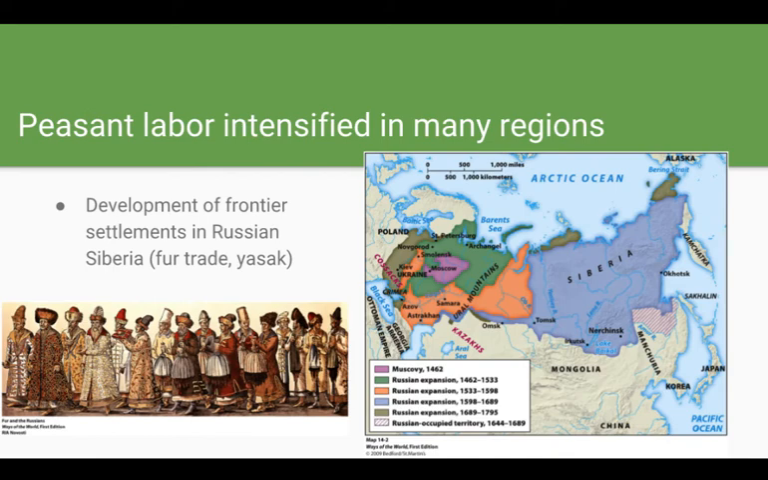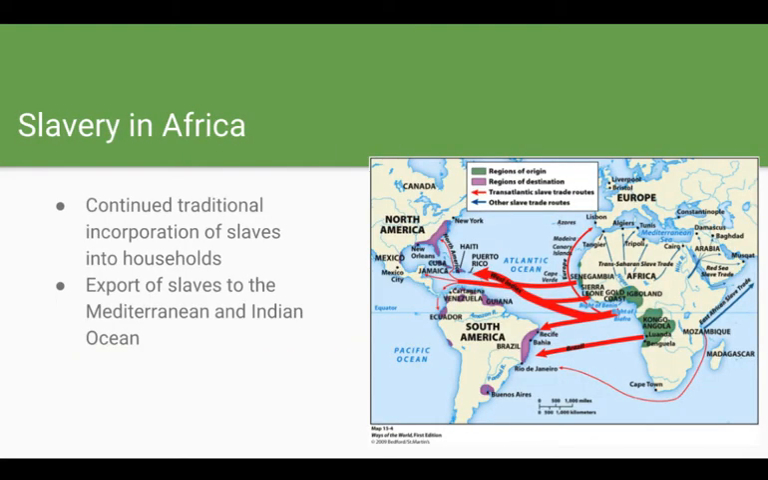So peasant labor, the example we're going to use for that is the fur trade and yasak in Russian Siberia. This map kind of shows this expansion of Russia over time. And remember, the reason Russia expands all the way in this direction is because Siberia here is really where the fur is, and that was referred to sometimes as soft gold, and of course made quite a bit of money for the empire.